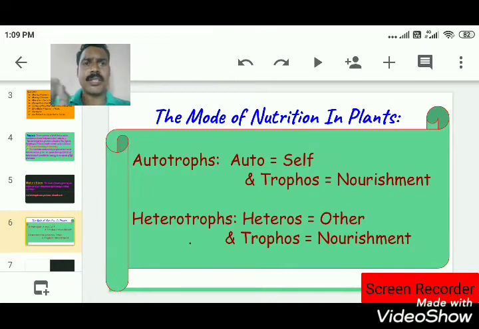Now we are going to discuss the very important mode of nutrition in plants. There are two types of mode of nutrition, not only in plants. One is autotrophs, second one is heterotrophs. Auto means self, trophos means nourishment. Together we call it autotrophic nutrition.